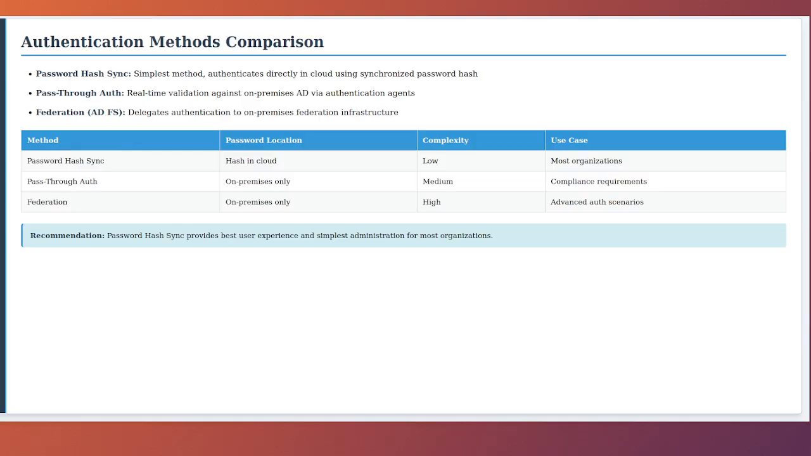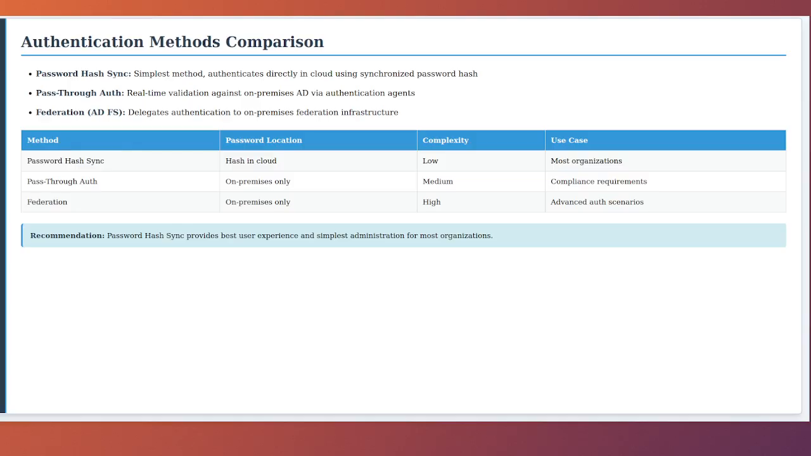Password hash synchronization is the simplest and most commonly used authentication method. In this approach, Azure AD Connect synchronizes a hash of user passwords from on-premises Active Directory to Azure Active Directory. The important security consideration here is that the actual password is never sent to the cloud. Instead, what gets synchronized is a cryptographic hash derived from the NTLM hash stored in Active Directory.